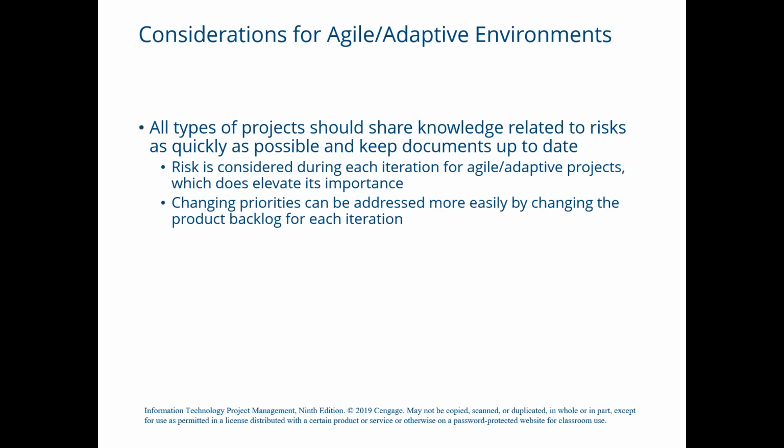Some considerations for agile adaptive environments: all types of projects should share knowledge related to risk as quickly as possible and keep documents up to date. Risk is considered during each iteration for agile or adaptive projects, which does elevate its importance. Changing priorities can be addressed more easily by changing the product backlog for each iteration.